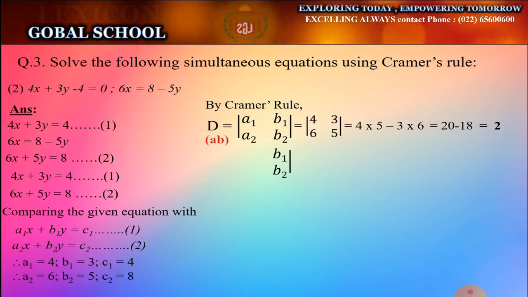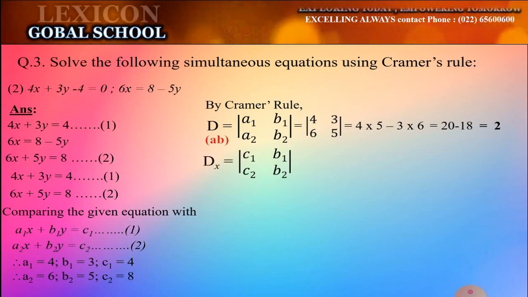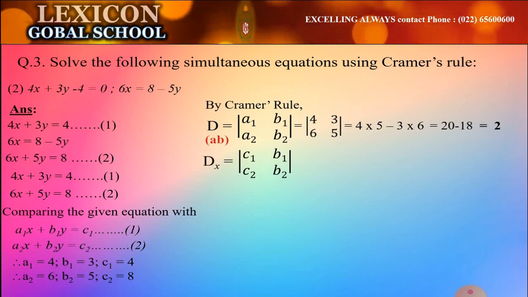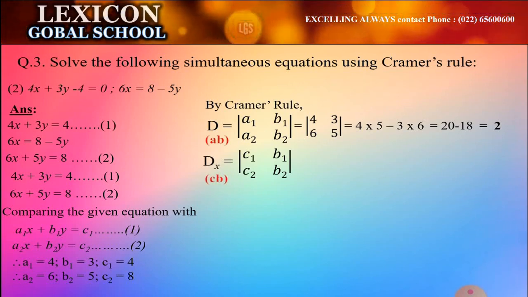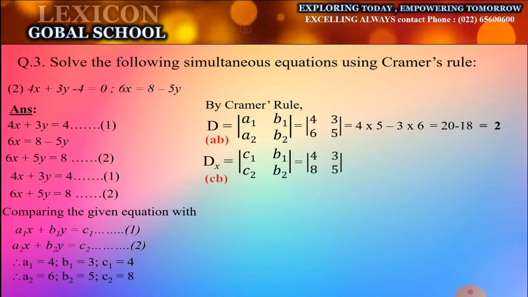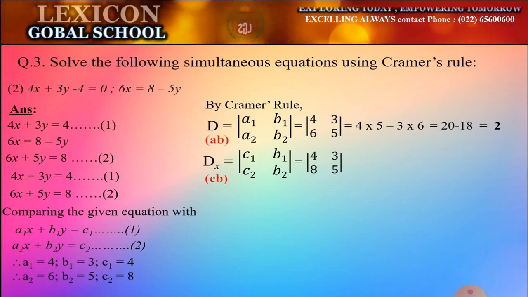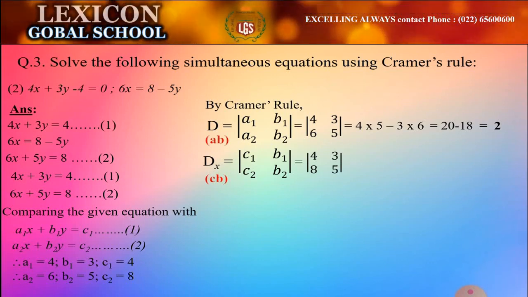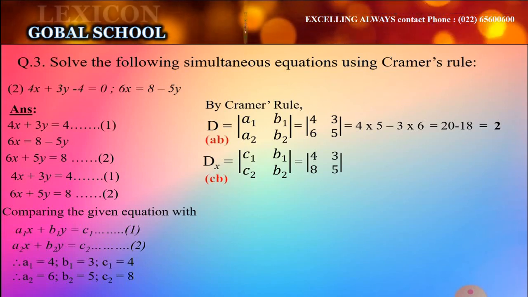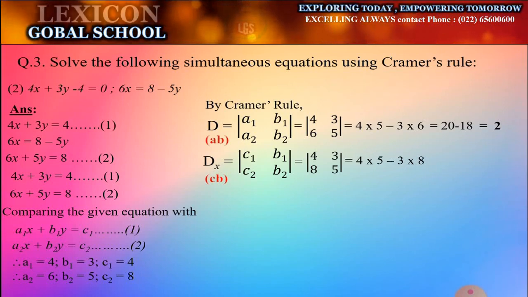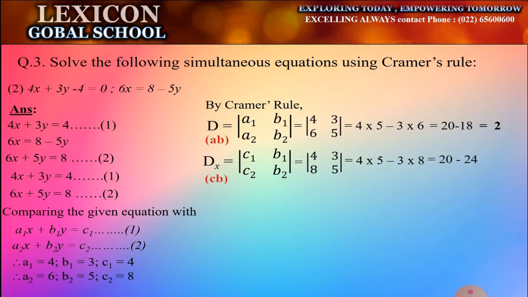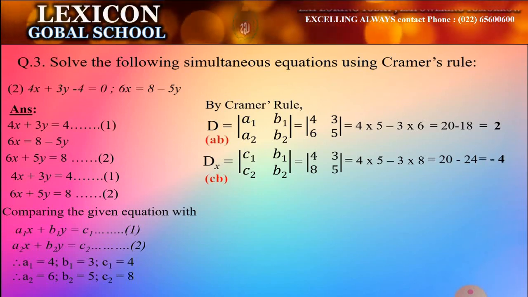The next one is dx, that is c1, b1, c2, b2. The short formula is CB. Let us substitute the values of c1, b1, c2, b2. So c1 is 4, c2 is 8, b1 is 3, b2 is 5. When you cross multiply, you get 4 into 5 minus 3 into 8. 4 5s are 20, minus 3 8s are 24. When you subtract, you get your answer as minus 4.